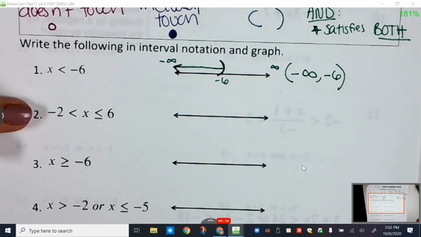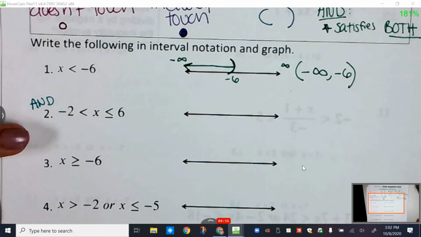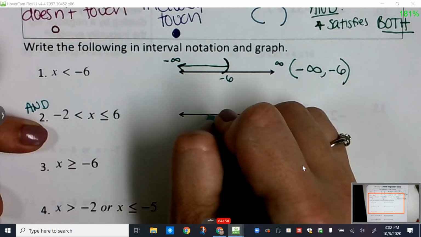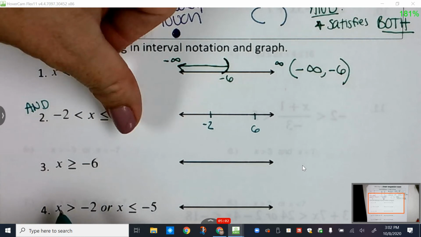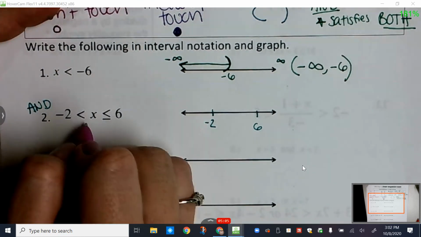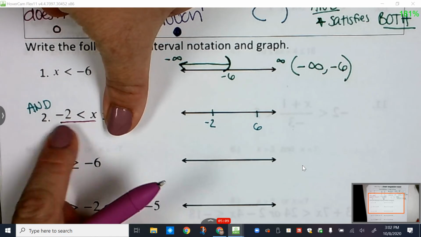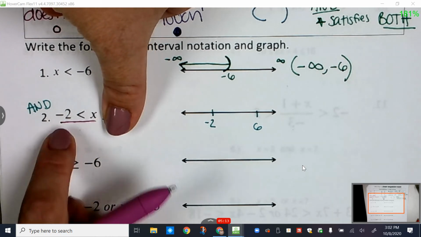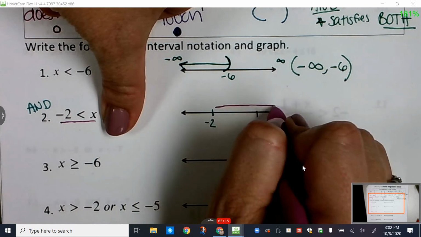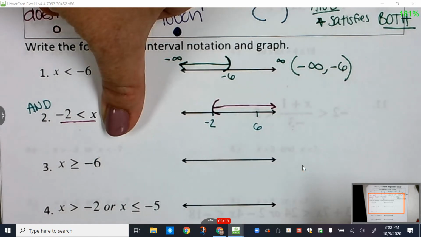This one's a little different. It has 2 pieces, and anytime it has 2 pieces, it's an and problem. So I have -2 and 6. I'm going to read it one piece at a time, from letter to number. So x is greater than -2. Greater goes to the right, and it's not equal to, so this is starting the line, so it's going to be an open parentheses.